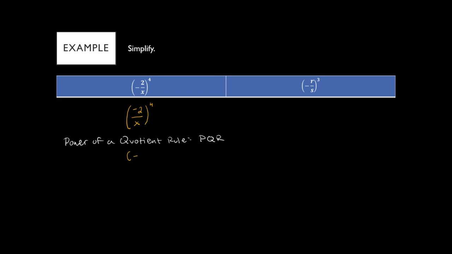And so we're going to take, and I'm including the negative here, the negative 2 is getting an exponent of 4, and then x is getting an exponent of 4. Now, negative 2 to the 4th power is going to give you a positive answer because a negative to an even exponent is always going to be positive. So we're going to get a positive, and then 2 to the 4th is 16. So this gives us a positive 16 over x to the 4th.